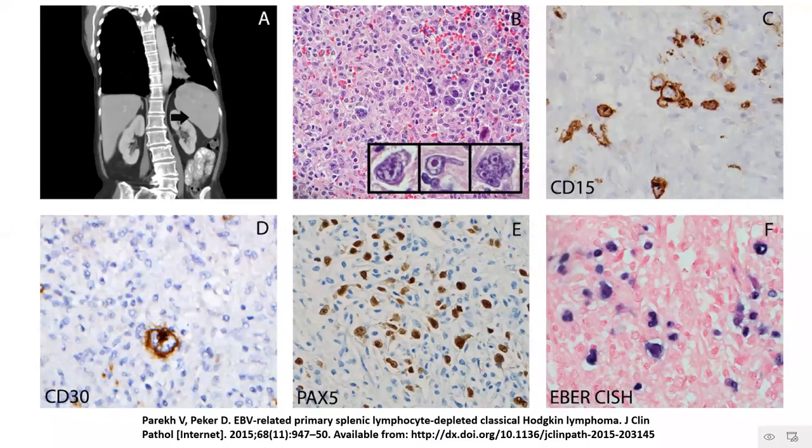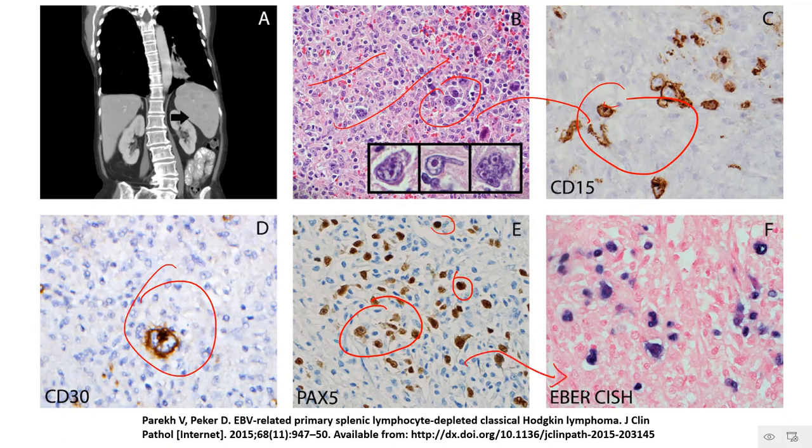Now, this case in this journal article again highlights a case of a lymphocyte depleted classical Hodgkin lymphoma in the spleen. Observe that there are sheets of these atypical lymphoid cells, few of which look like Hodgkin Reed-Sternberg cells. On doing IHC for CD15 and CD30, we see strong positivity in the membrane and in the Golgi zone. PAX5 shows a weak positivity compared to the strong positivity in the background B cell population. And on doing a chromogenic in situ hybridization for Epstein-Barr virus associated RNA, we see that there is a positivity for EBER, thus establishing the diagnosis of a lymphocyte depleted classical Hodgkin lymphoma.